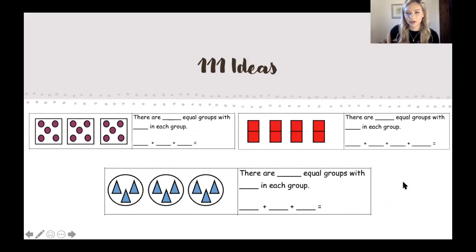This is what you're going to be doing for few ideas. So you can see that there's some different pictures, and at the side I've put some sentences. It says there are something equal groups with something in each group. And then I've given you space to write the repeated addition question. So you need to fill in this sentence correctly, talking about the picture, and then write the repeated addition and the answer. You need to do that for these 3 questions if you're having a go at few ideas. So pause the video now to have a go at these.